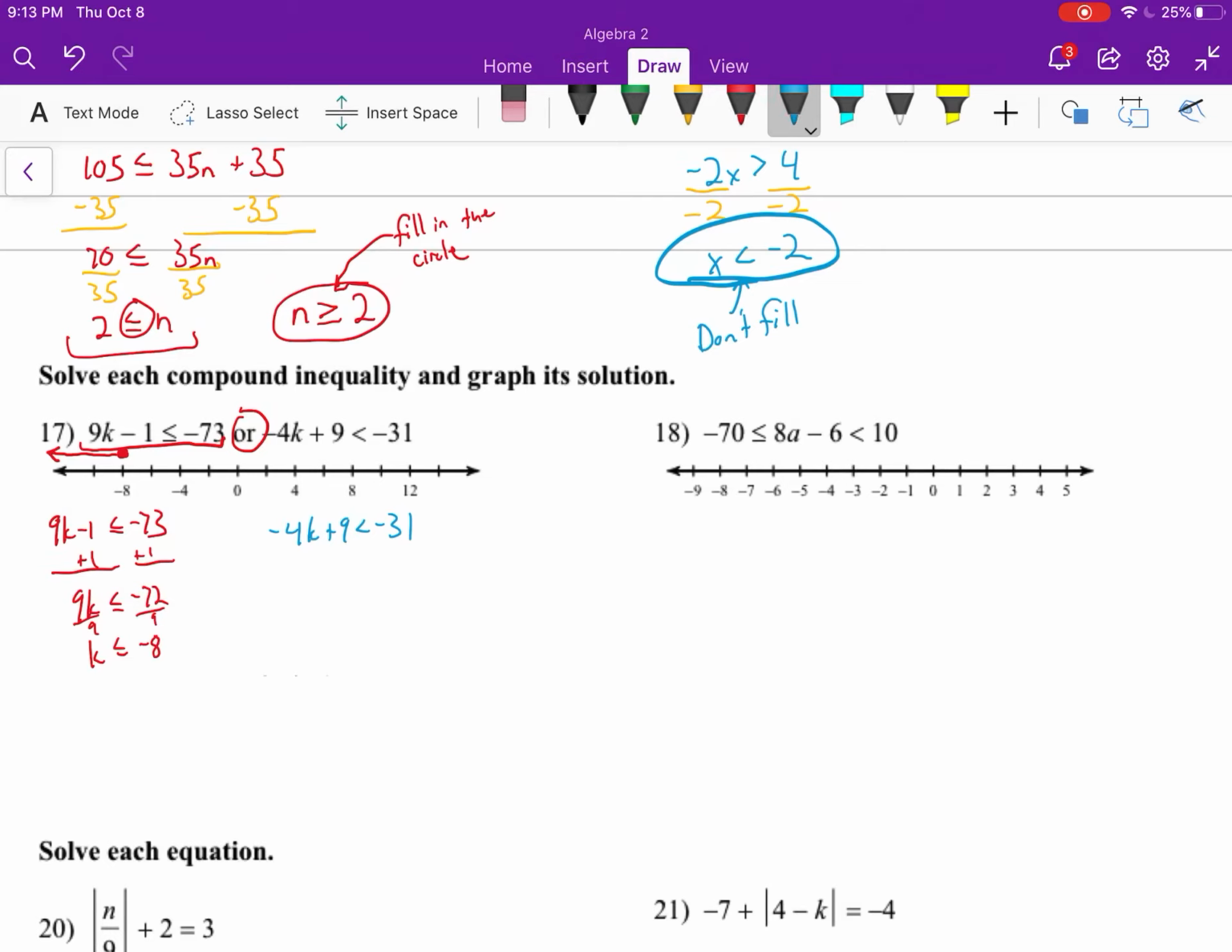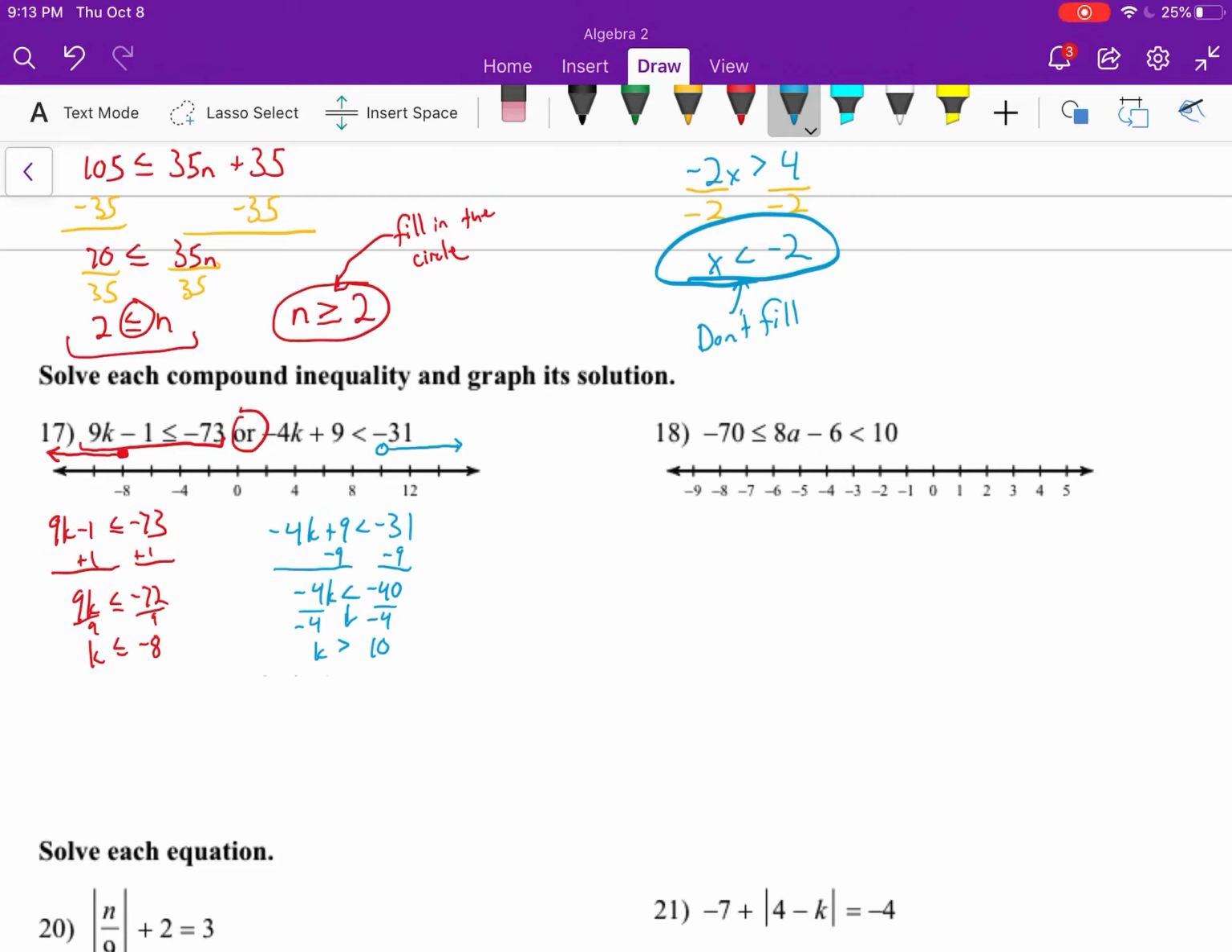And then going to the blue part, we can subtract 9. That gives us negative 4k is less than negative 40. We would divide both sides by negative 4, and since we're dividing by a negative, we need to switch the direction of the sign to greater than. K is greater than, so we're switching the direction of the sign, 10. Well, graphing that, k is greater than 10. That's this way. It's just a greater than sign, doesn't have the or equal to, so we leave it open.